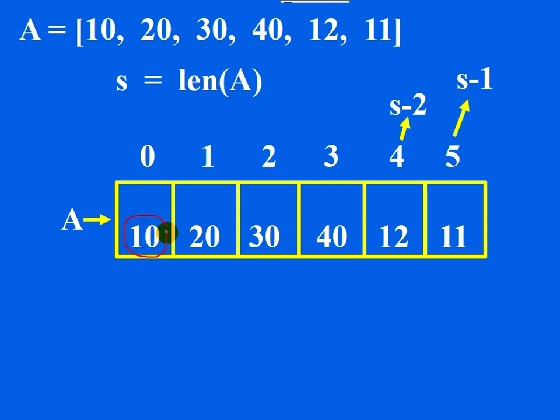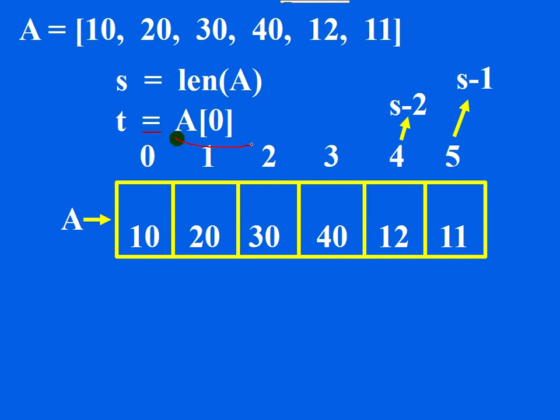How do you get this element? It is the first element of the list. For the first element, the index is 0. So if the index is 0, what is this element? A of 0. If the index is 1, what is 20? A of 1. If the index is 2, what is the element present at index 2? A of 2. So in order to get the first element of a list, you can write A of 0. And here A of 0, example 10. Okay, so this A of 0, example 10, should be stored in a temporary variable t.